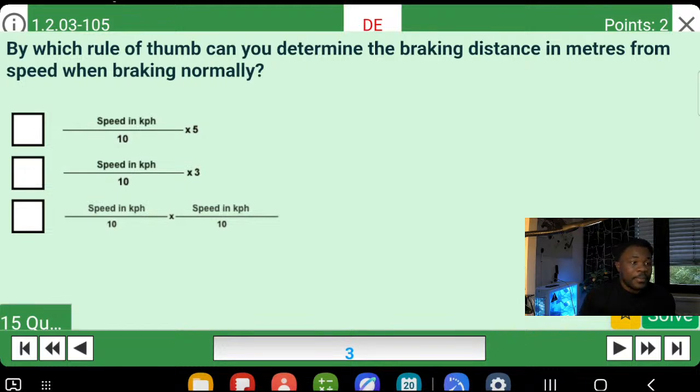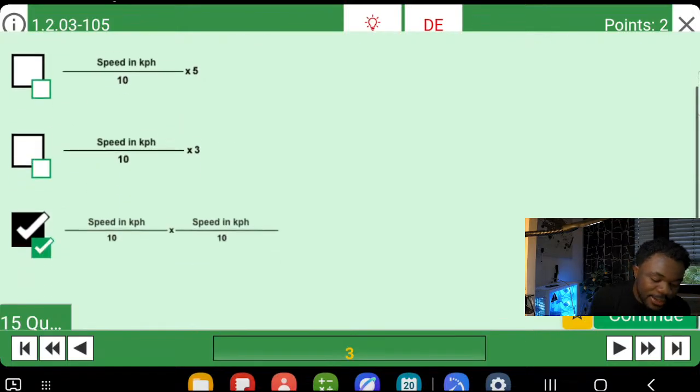The next one. By which rule of thumb can you determine the braking distance in meters from the speed when braking normally? So we have two types of braking distance. We have normal braking and evasive braking. So you come across a question asking, you're traveling with a speed of 50 kilometers per hour, you brake normally, what is the braking distance according to the rule of thumb? Which formula are you going to be applying? You're going to be applying the number 3 formula, which is the speed traveling divided by 10 times the speed traveling divided by 10.